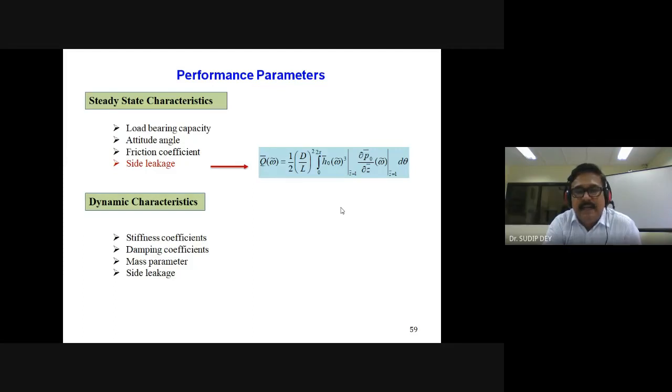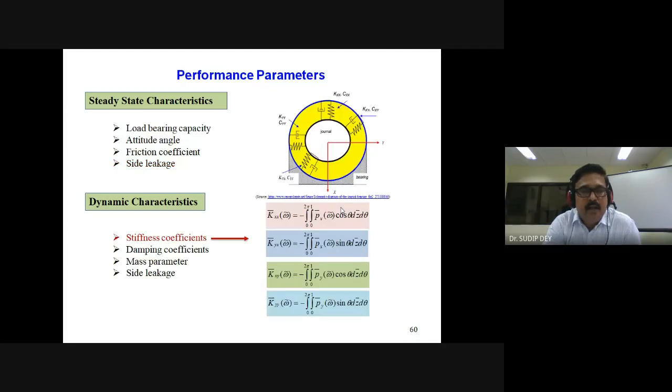Then we have the side leakage, wherein Q bar is calculated by this relationship. And after that we are coming to the dynamic characteristics, the most interesting part. In the dynamic characteristics, it is presumed as a model like a spring-mass-damping system, wherein the bearing recess is considered fixed, and the journal, which is rotating, is subjected to some loading.